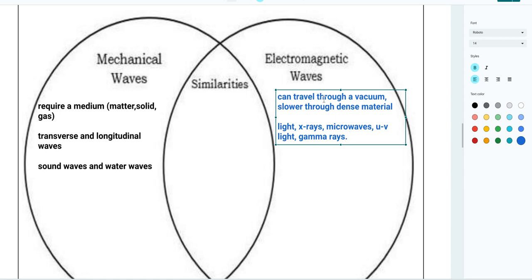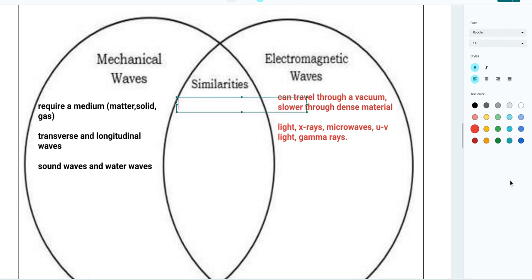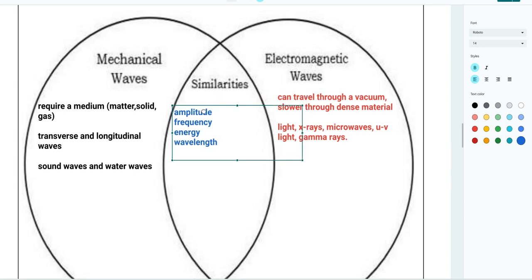What else do we know about light waves? Okay, so some similarities. They all have amplitude. They all have frequency. They all are associated with energy. They all have a wavelength. What else? Amplitude, frequency, energy, wavelength, I think are three good measures of each.